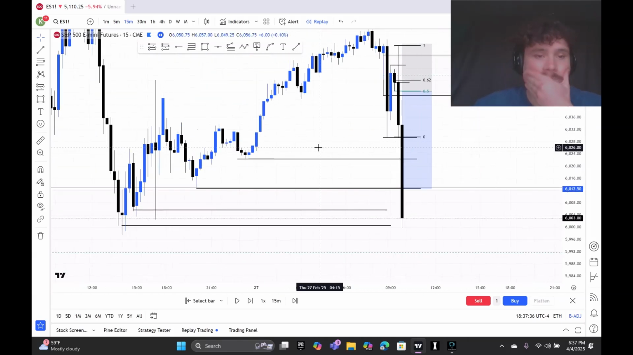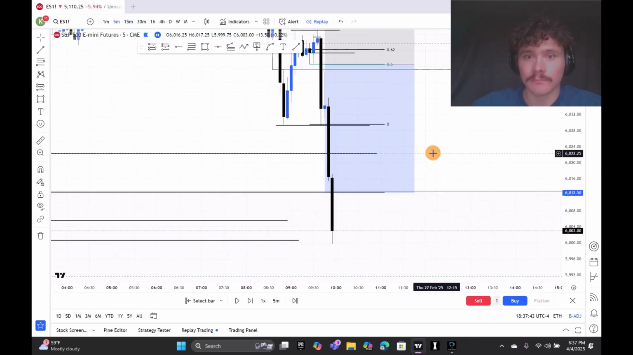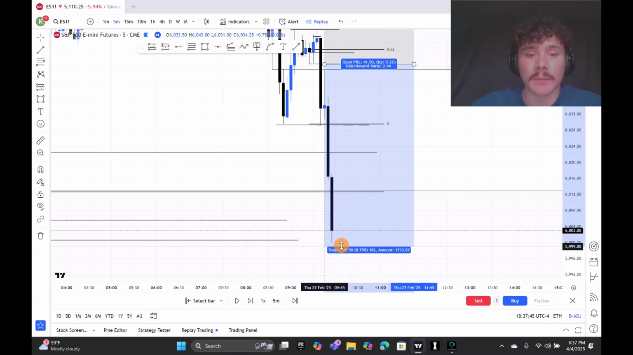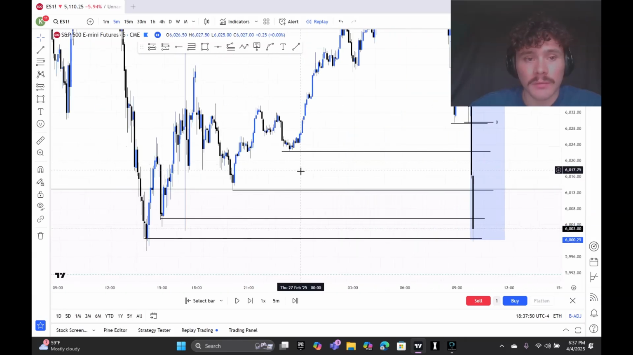So here, honestly, I'm probably taking most of my position off here. I do not like giving money back to the market. Yes, it is good to hold your runners. And look at this. All of our targets got hit.